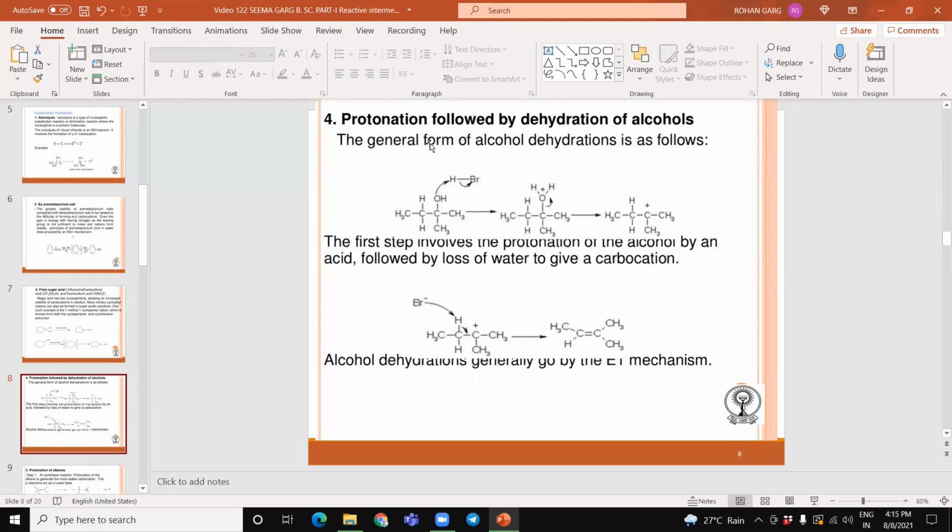Protonation followed by dehydration of alcohols. When dehydration of alcohols occurs, it forms carbocation. See this example. And after forming this, it again gives alkene compound by the same mechanism.